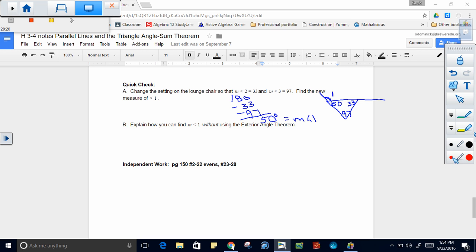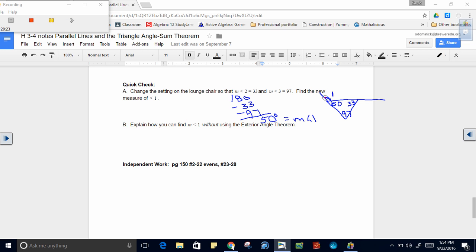The measure of angle 1 where they have it is up here. And I could just add 33 and 97. That would just be 130. So this angle 1, which I totally messed up your notes, I'm sorry, is 130, because I would just add this and this, because those are remote interior angles. Another way to find it could be what we just did. If that's 50, I would then take away 50 from 180 to get angle 1.